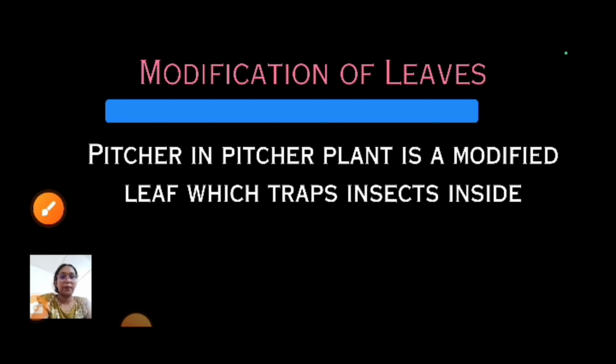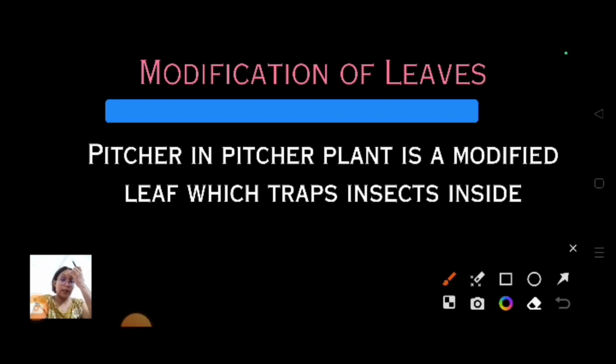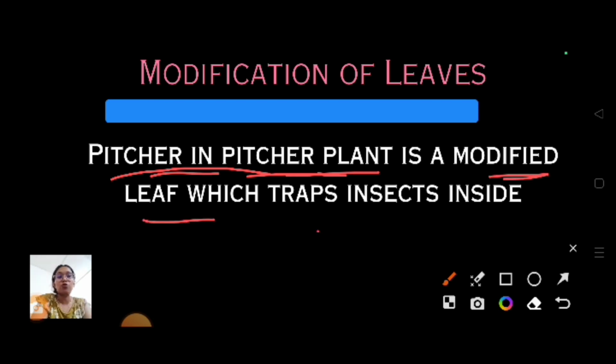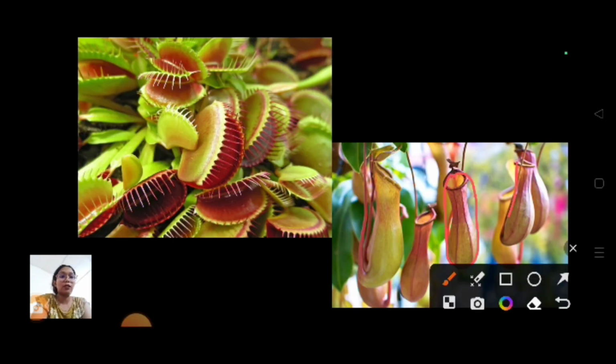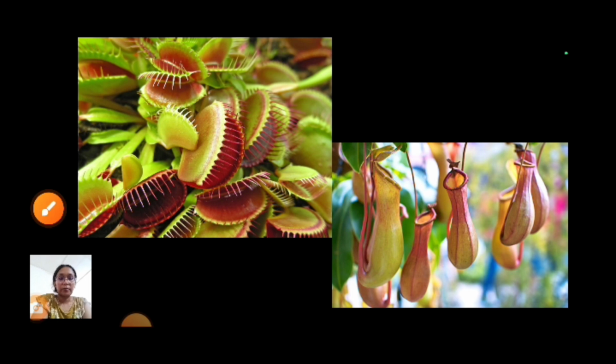Okay. The next is the leaves get modified in case of insectivorous plants. What is an insectivorous plant? The one which feeds on insects. So like in pitcher plant, the leaves are modified to trap insects inside. And in case of Venus flytrap also, I'll show you a picture of it. See, these are modified leaves to capture the prey. This is a picture showing Venus flytrap and this is a picture showing a pitcher plant. Is it clear?